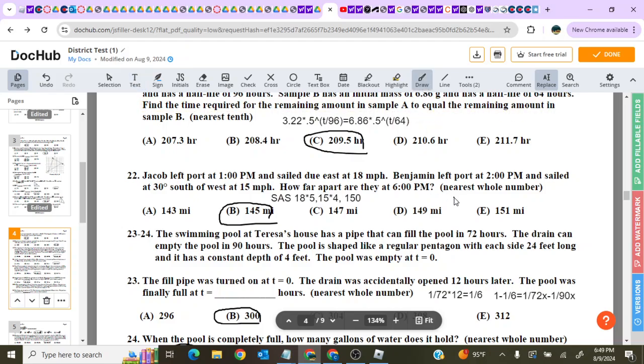And their angle is going to be calculated kind of like this. You can imagine this is your west and east line. So this is going to be your 30 degrees south of west, which means this other angle must be 150 degrees because they're supplementary angles. So if you do that, you will get a value of 145 miles as your length.